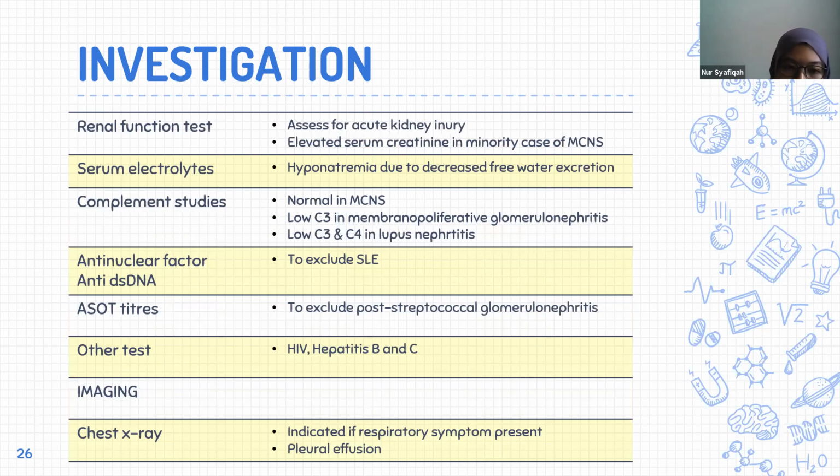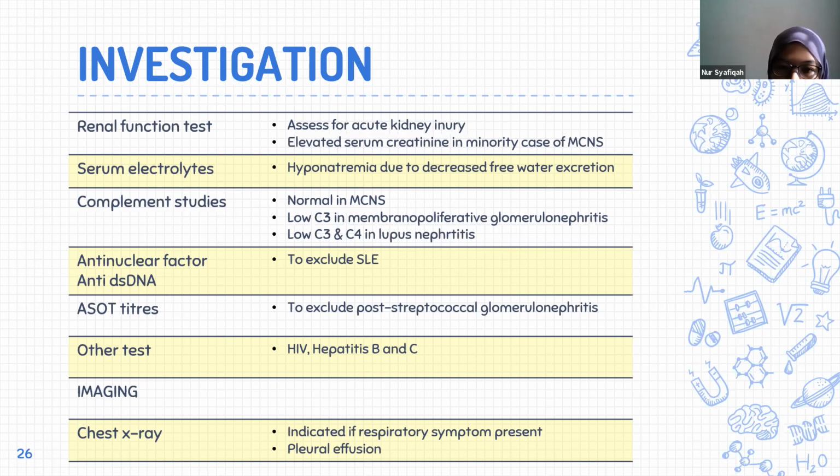So for example, we have complement study, where in complement study, it will be normal in MCNS, and there will be low C3 in membranoproliferative glomerulonephritis and low C3 and C4 in lupus nephritis. So by the presence of complement studies, we can differentiate between each cause. And then on imaging, we can do chest X-ray, but this is only indicated if there is respiratory symptom present that might be associated with pleural effusion.